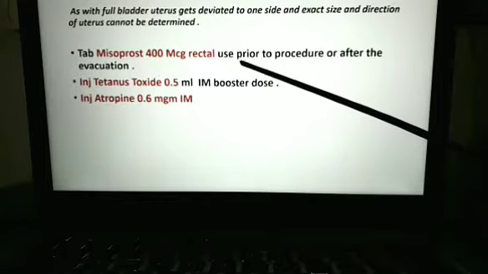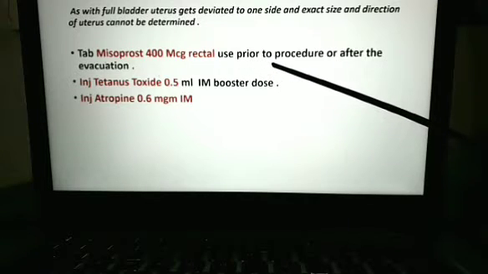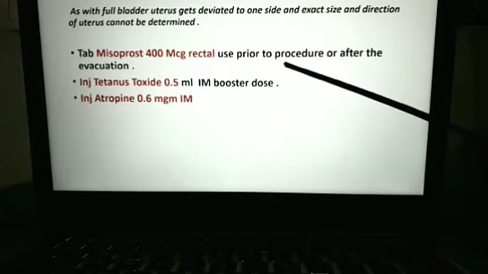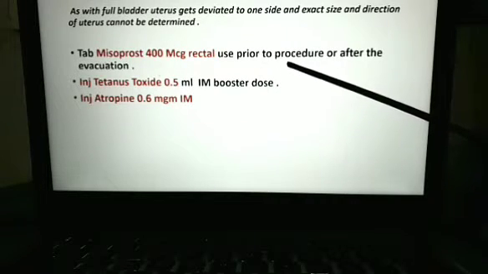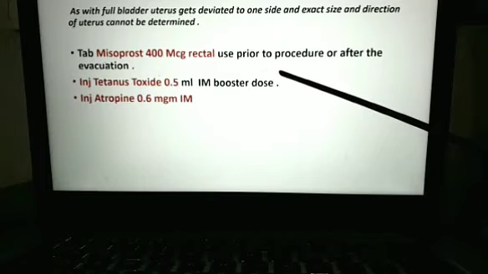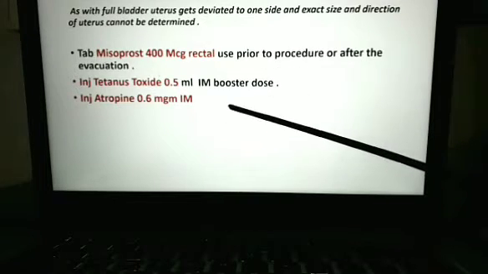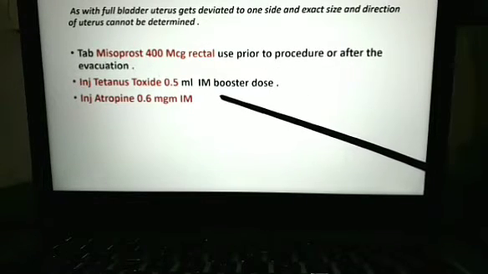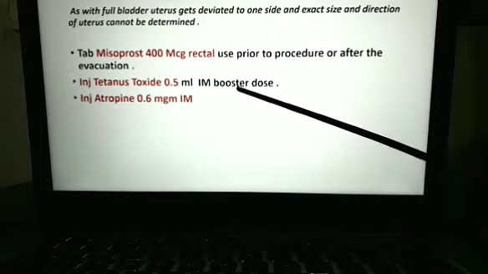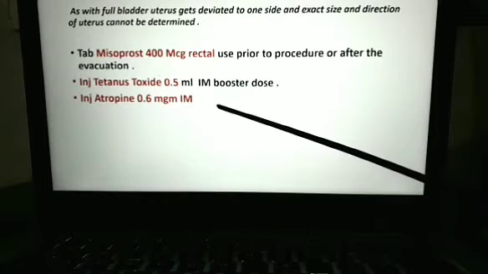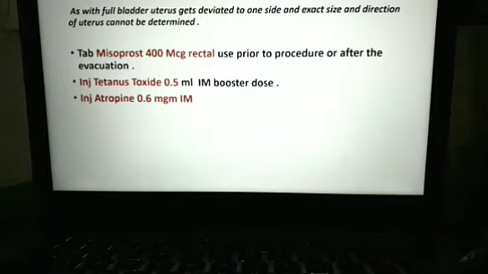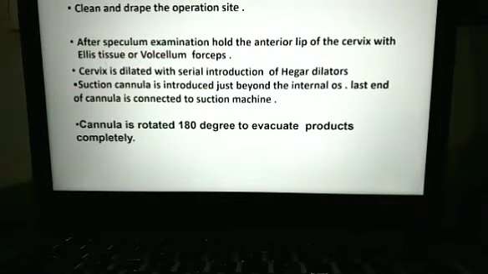Tablet misoprostol 400 microgram rectal use is preferred prior to the procedure, so that there is little ripening of the cervix and os becomes patulous in these cases. Injection tetanus toxoid booster dose is required in all. Injection atropine, because there is risk of vasovagal attack, the premedication should be used.